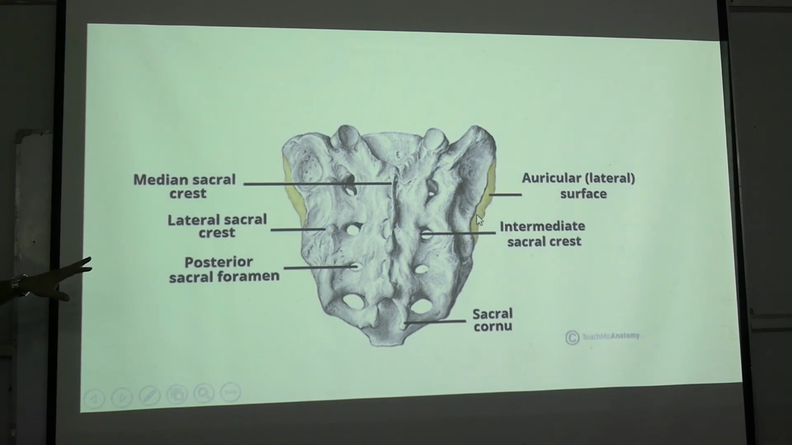So we have this particular region which is marked with the color, which is joining with the bone. We call it the articular surface, joining with the corresponding side of the hip bone, which makes this sacroiliac joint, a synovial variety of joint. Next to it is the non-articular part of this lateral surface, which gives attachment to the muscles, and in some of this region we have the attachments of ligaments.